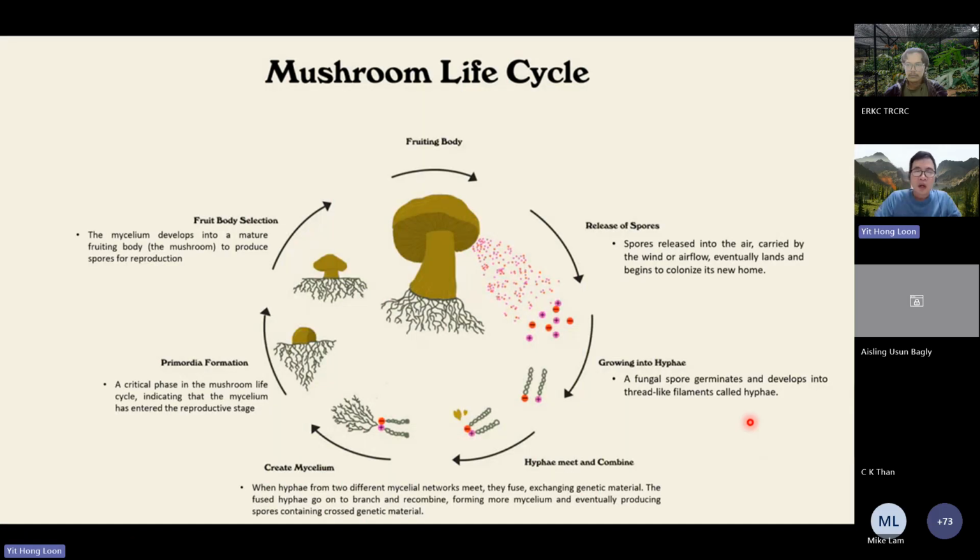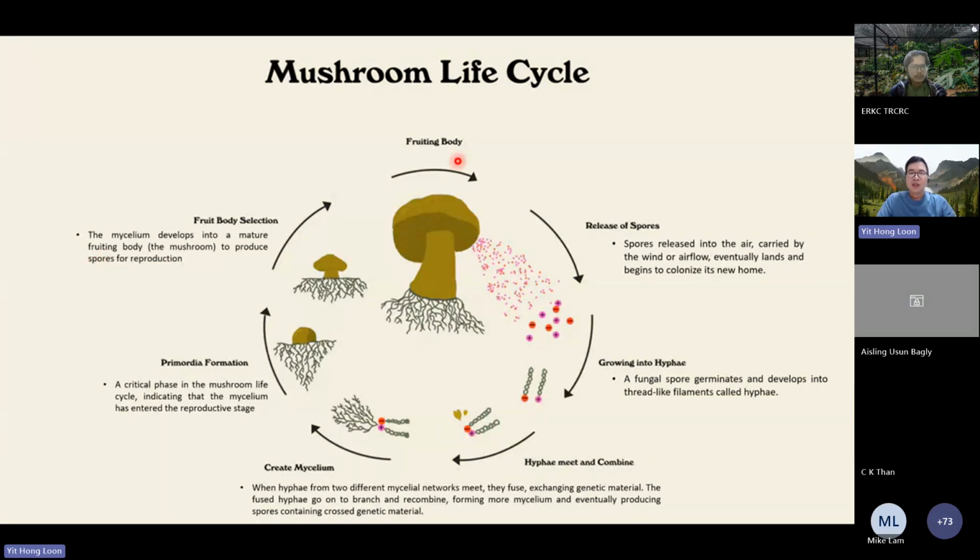Okay. Mushroom life cycle. This is a bit technical for a newcomer or a layperson, so I try to explain it as simply as possible. I put some notes here so that you can refer to them if you do not understand the terms that I use.